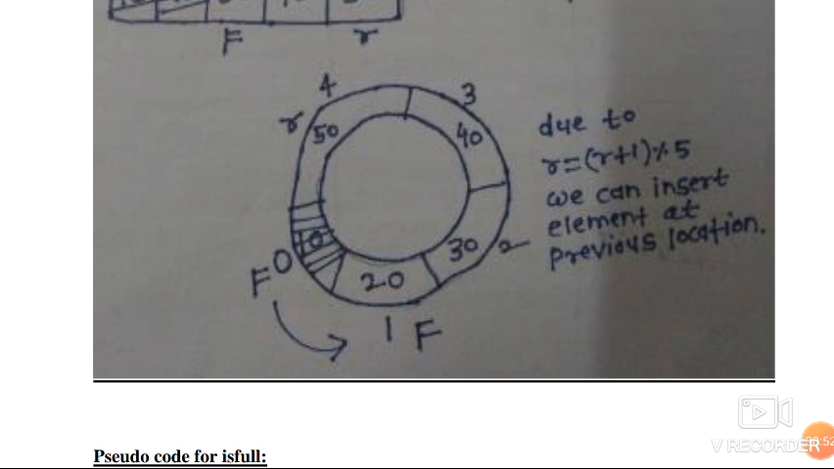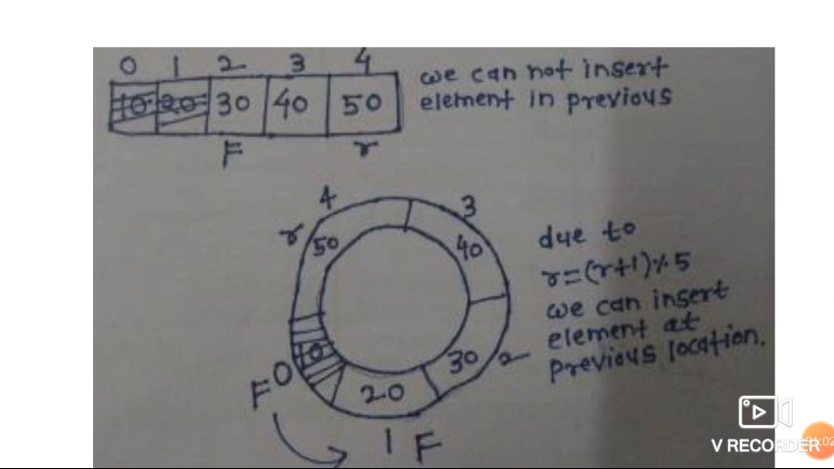Now we have to see how circular queue overcomes the drawback of linear queue. Consider this situation. Initially we have inserted 5 elements, 10, 20, 30, 40, 50. At that time front is at the 0th index and rear is at the 4th index. Now suppose I perform one delete operation. At that time 10 gets deleted and front gets shifted to the next location, that is, now front is at the first index and rear is at the fourth index.